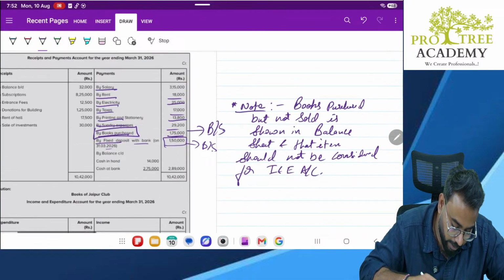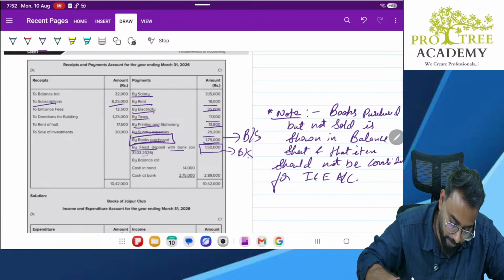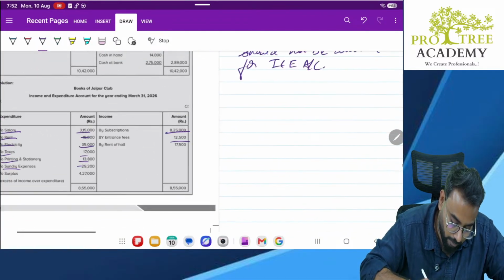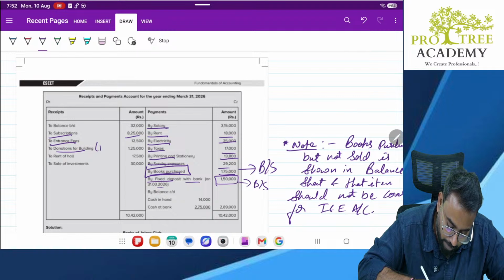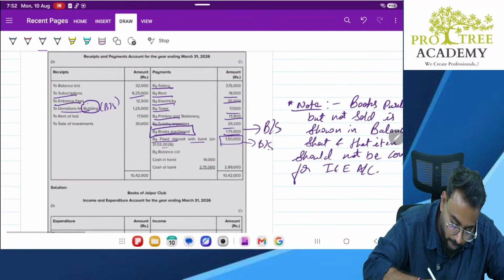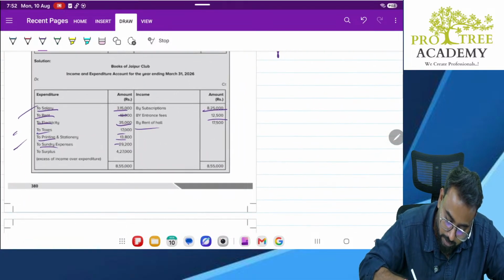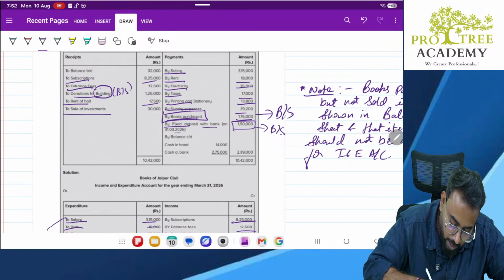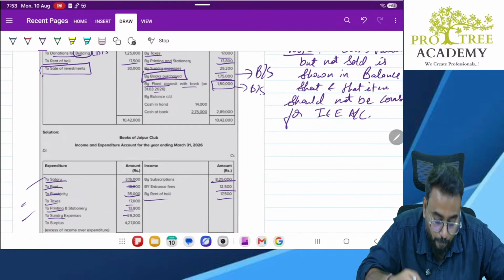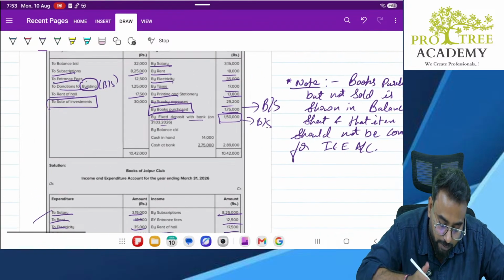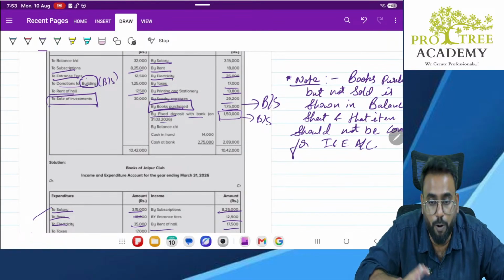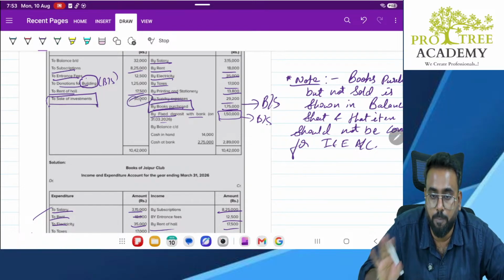Now let's come back to the income side. Subscription 8,25,000, no adjustment. Entrance fees 12,500. Donations will come in the balance sheet. Why? Because it is a specific donation, donation for building. Rent on hall 17,500. Sale of investments, see, again, sale of investment will not come directly. Any profit on sale of investment will come. Because we don't have any information about the price at which we purchased, let's assume there is no profit or no loss, and let's not take this item to income and expenditure.